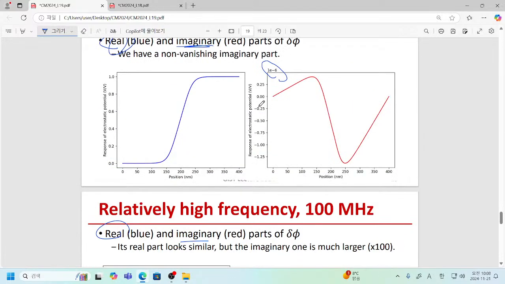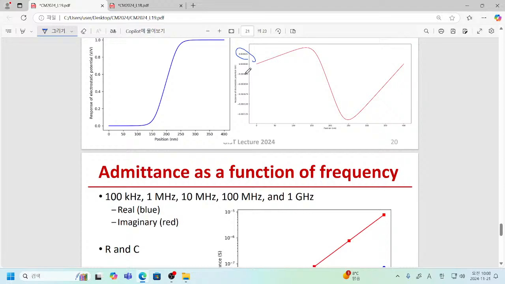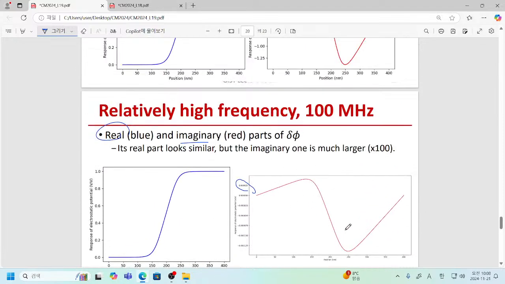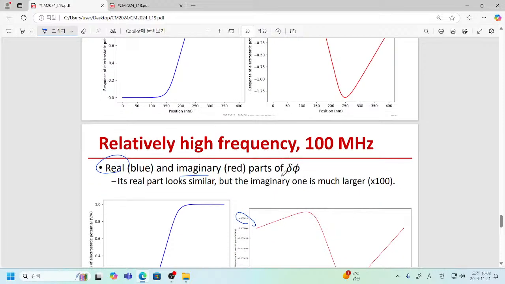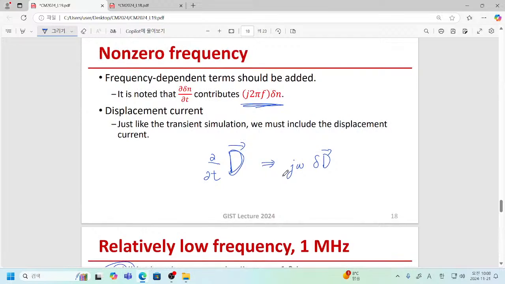Please note, 100 times higher values are obtained for this imaginary part. Then why do we have a larger imaginary part? It is quite simple, because here we have the terms corresponding to F.